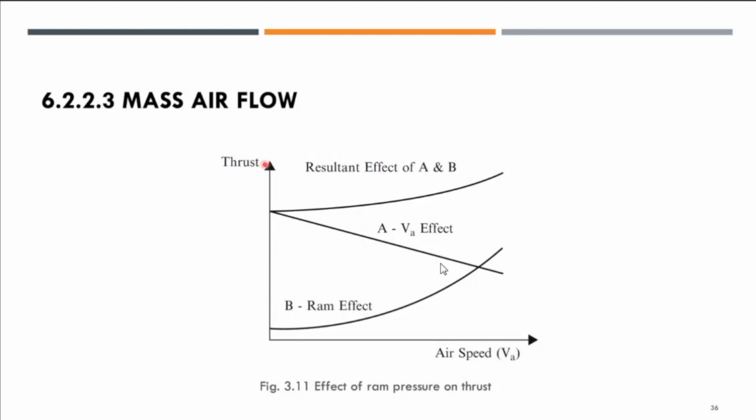This is the plot between the thrust and the speed of air. VA, effect of ram pressure on thrust. This is A, okay. The higher the airspeed, the more the thrust itself decreases. For B, the higher the airspeed, the higher the thrust will be. The resultant of A and B is this plot, plot number C, so this is A, B, and this is C, the resulting effect of the mass flow.